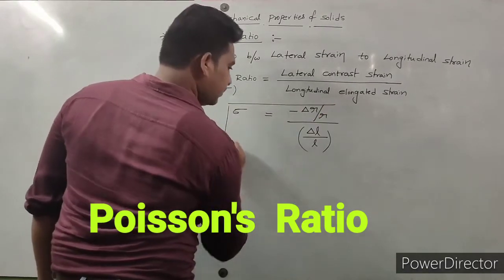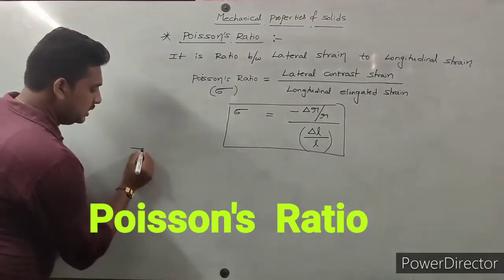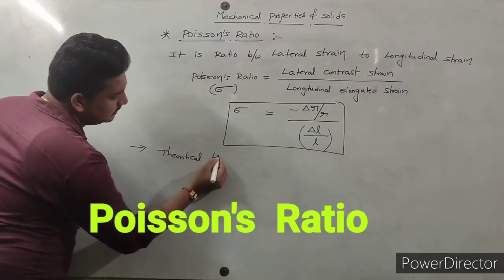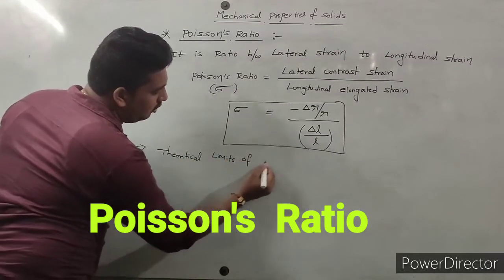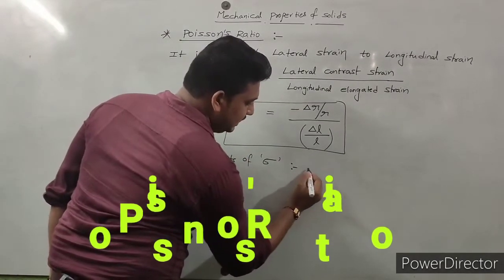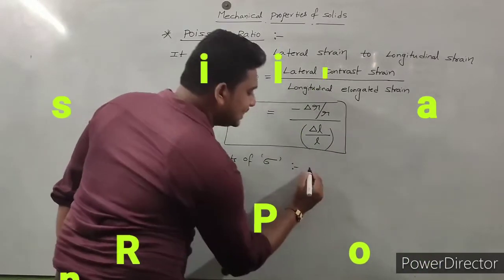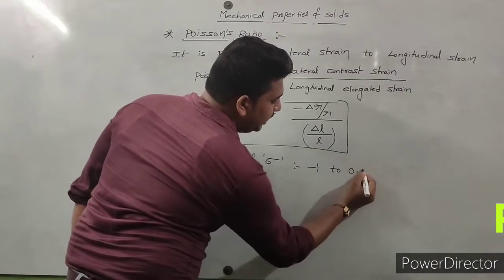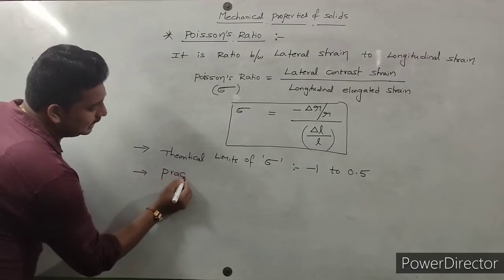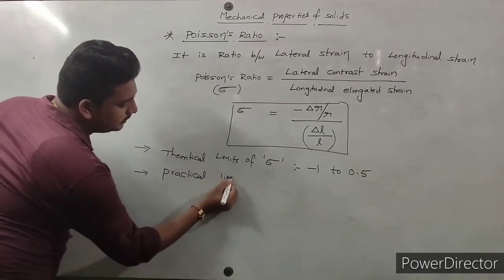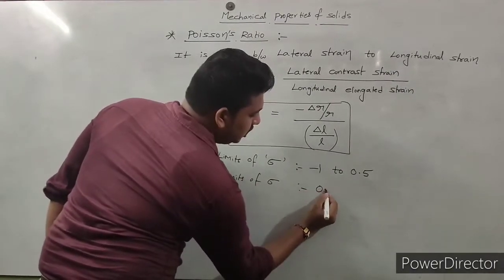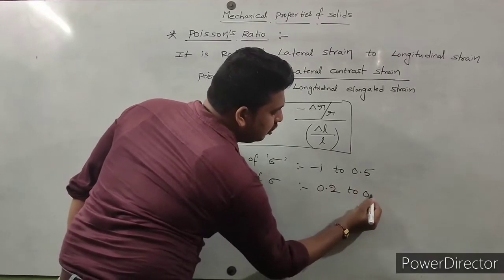The next important note point is the theoretical limits. The theoretical limits of Poisson's ratio are minus 1 to 0.5. These are theoretical limits, but the practical limits of sigma are 0.2 to 0.4.